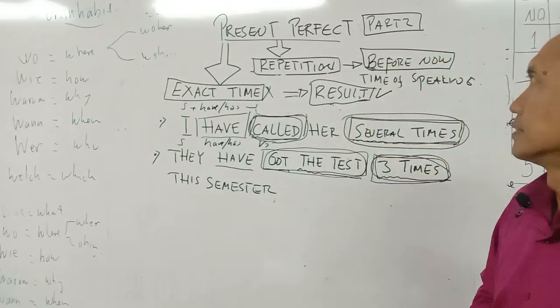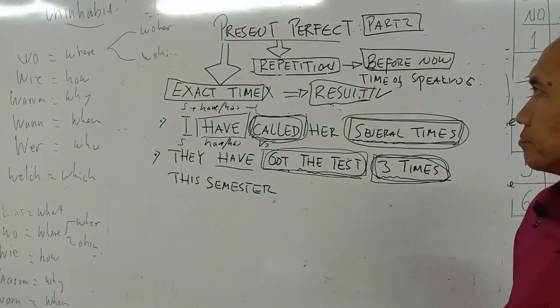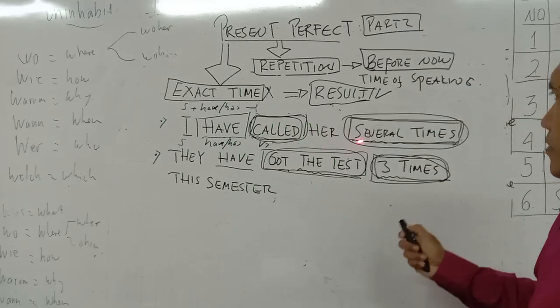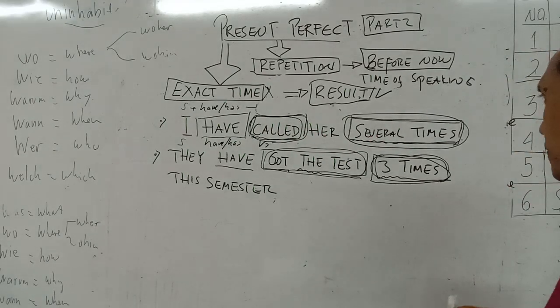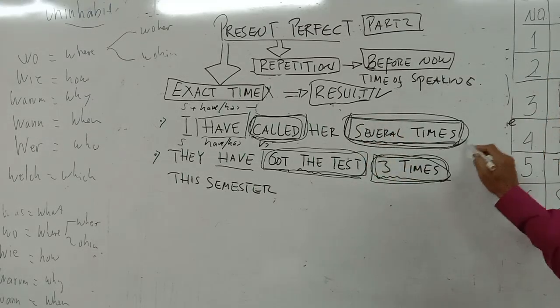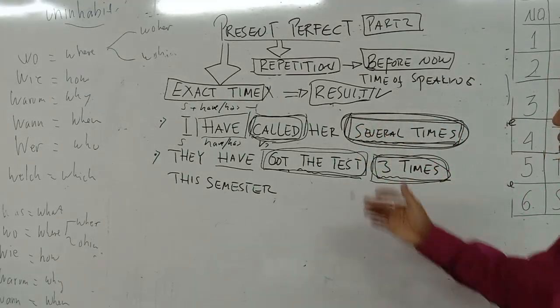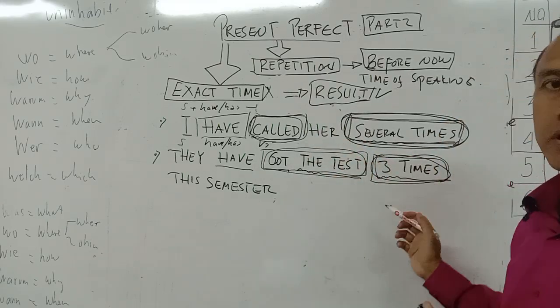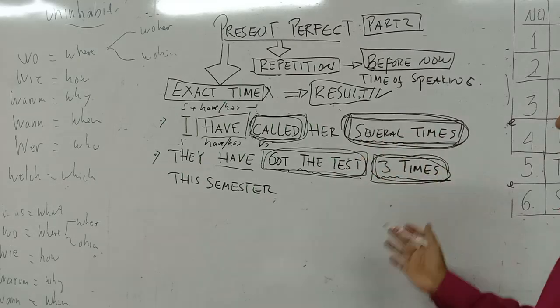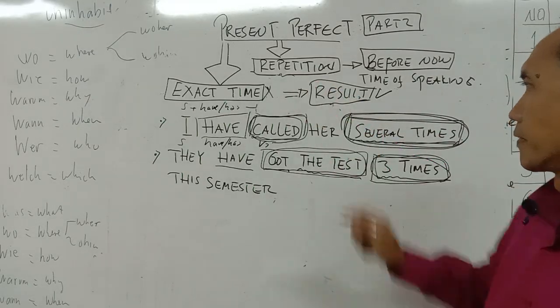Okay. Now let's see the example. I have called her several times. Several times is the action of the repetition, okay? To show the action of the repetition. Called. How many times you called her? Several times. So it is the repetition.